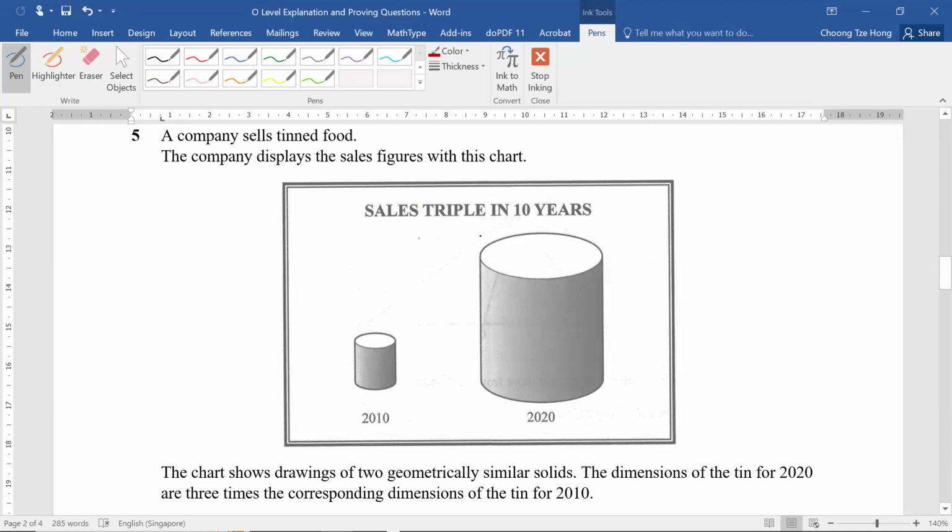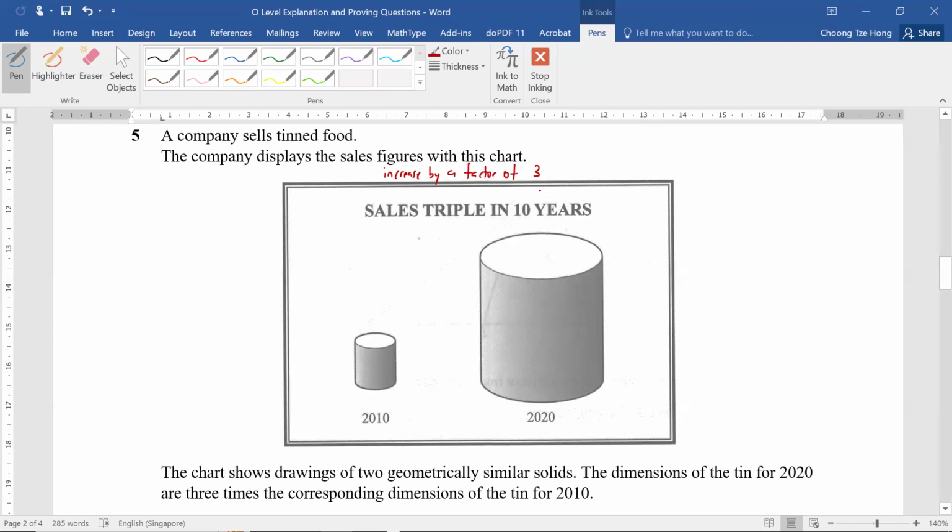And the message that they want to bring across is that the sales has tripled in 10 years from 2010 to 2020. So to triple in sales means to increase by a factor of 3, okay? Increase by a factor of 3.